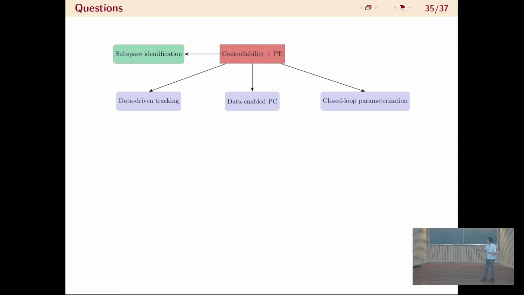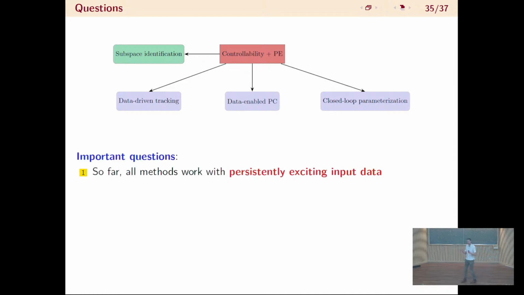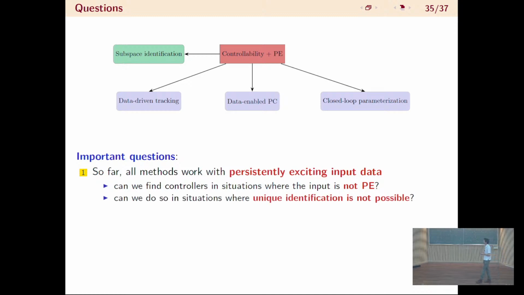But this is all under the assumption that the input is persistently exciting, which also puts quite a conservative lower bound on the number of data samples that you need. So you need a fairly large data set to have inputs that are persistently exciting. So an interesting question is the following. Can we find controllers even in situations where the input does not satisfy that persistency of excitation condition? That would be very interesting.